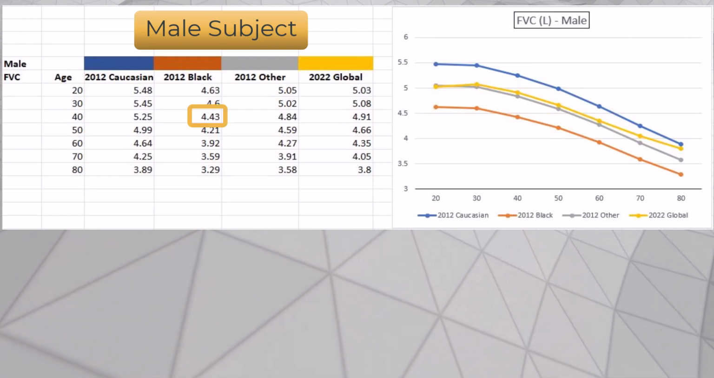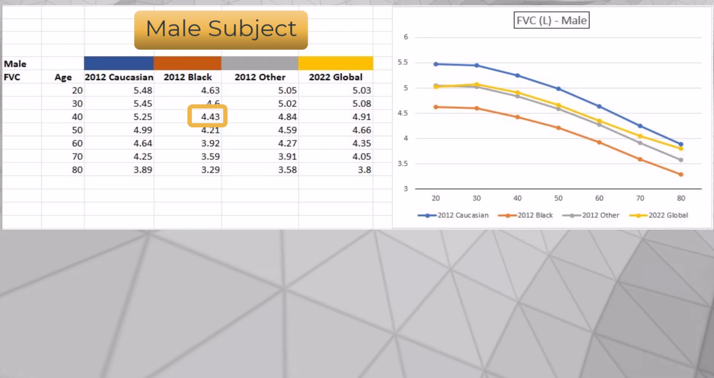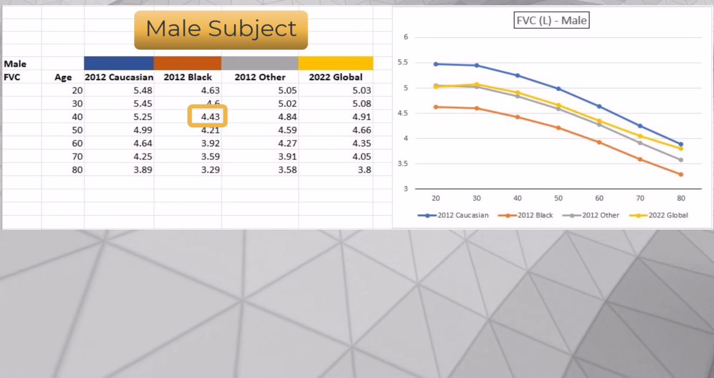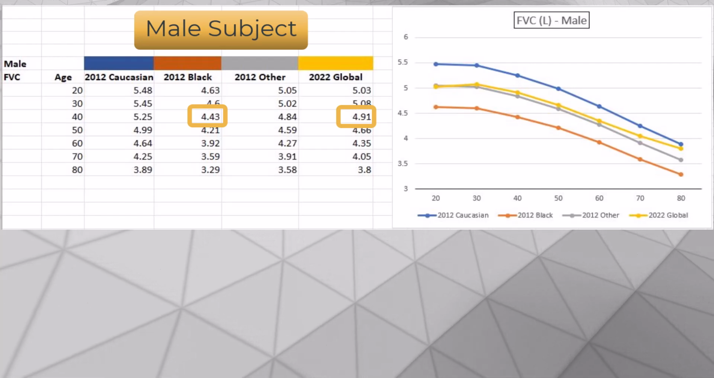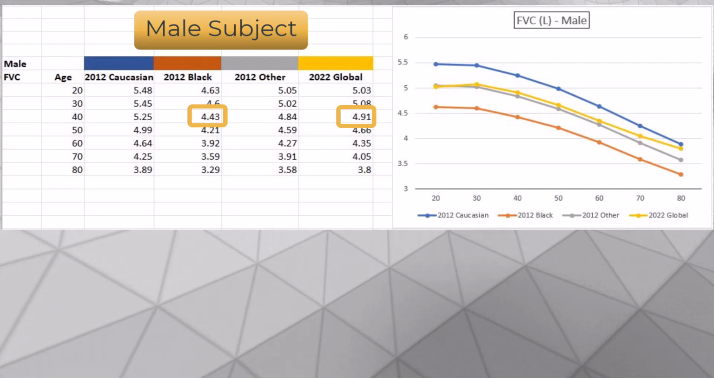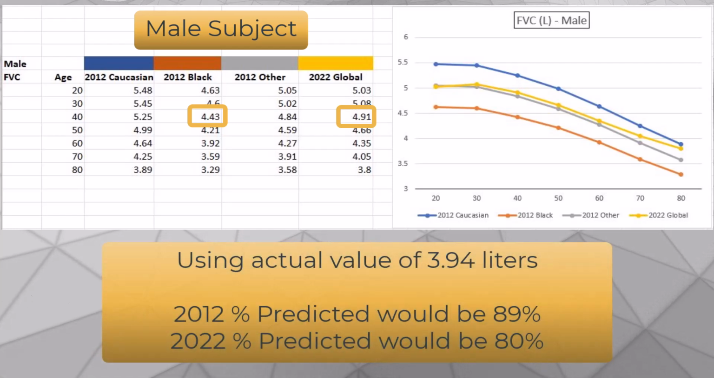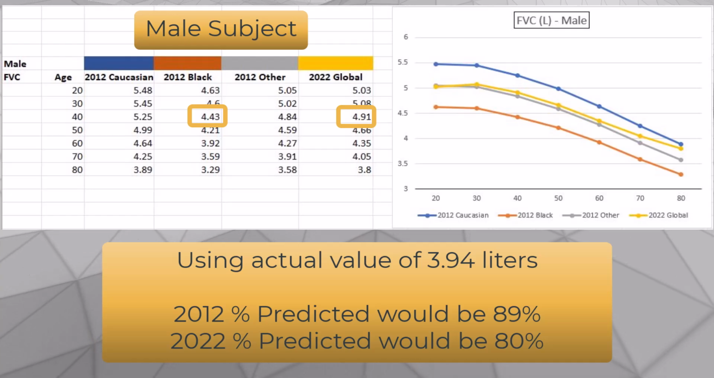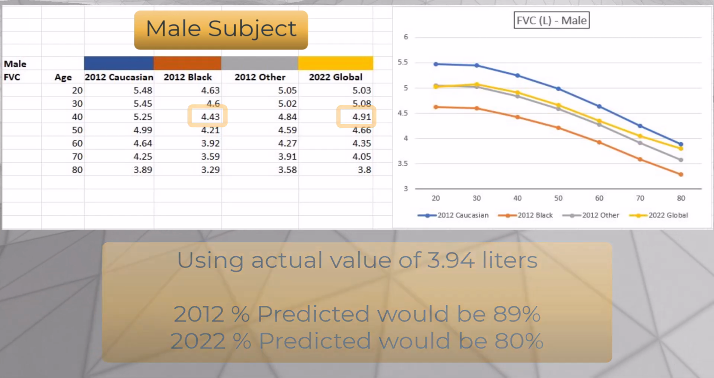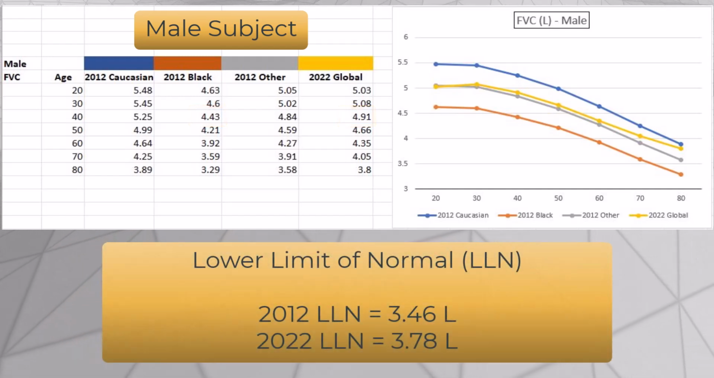Inversely, the predicted value for a Black subject using the 2012 predicted equation would be 4.43 liters, while the 2022 race-neutral equation has a predicted value of 4.91 liters. Since the predicted value would be higher using the 2022 race-neutral equation, this could make the Black subject appear to potentially have lung disease when comparing their actual value to the predicted value. The lower limit of normal also increases.